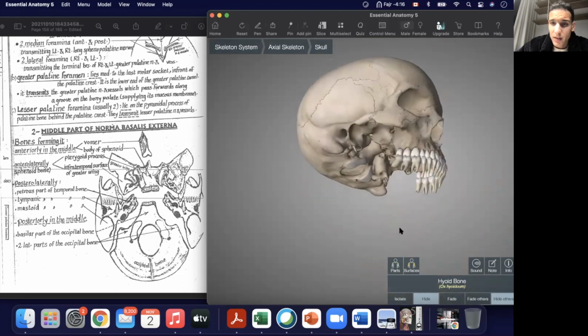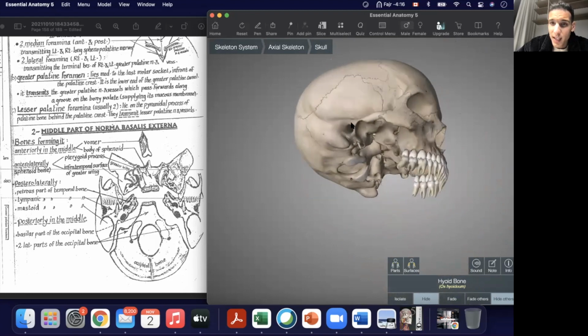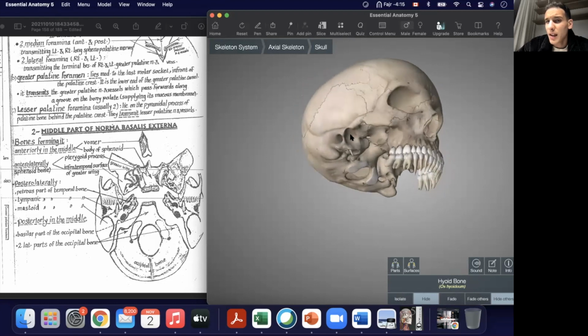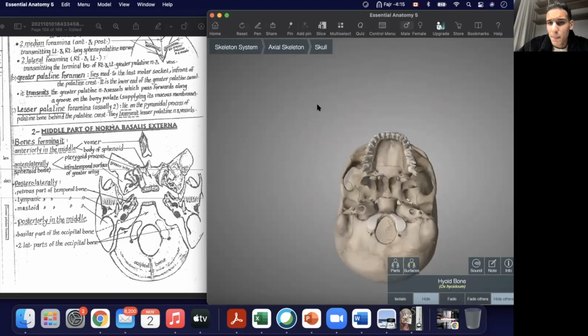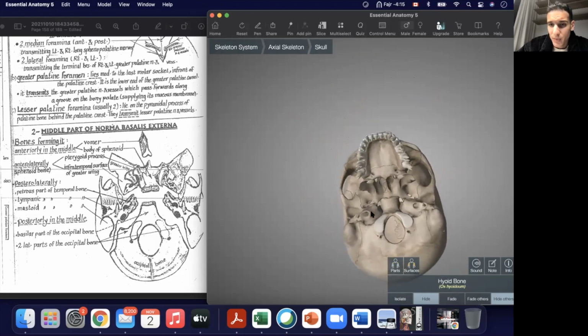Tympanic part is found in this region just around the external acoustic meatus, and then you have the mastoid part of the temporal bone, okay? Remember, petrous, tympanic, mastoid, okay?